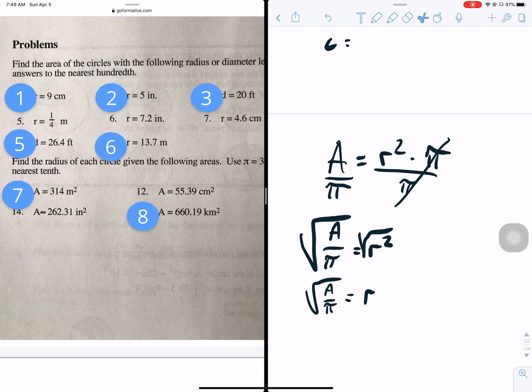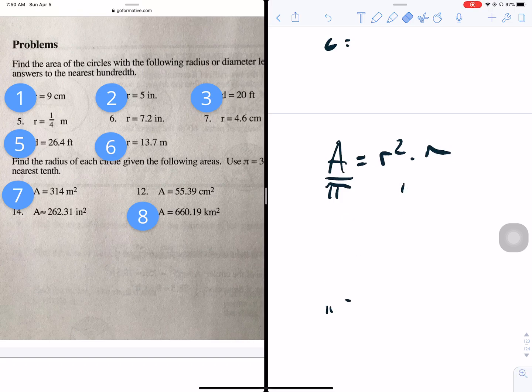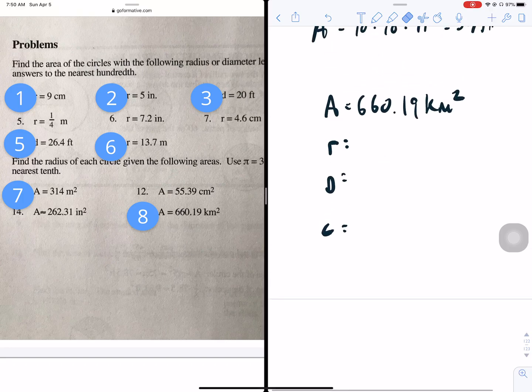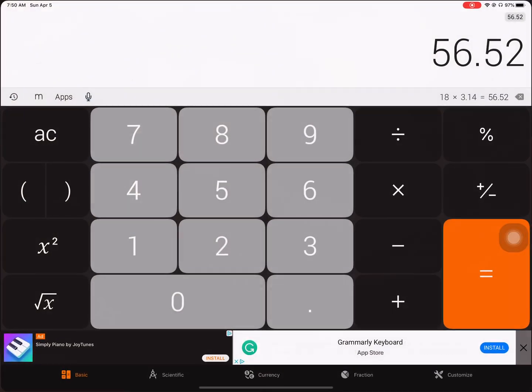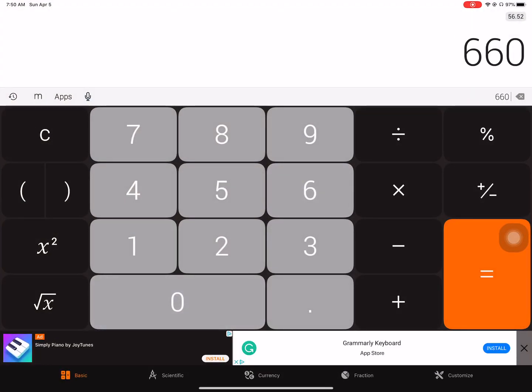Yeah, it looks confusing, sure. But it does explain how I get radius by itself, by doing the opposite. So first thing we're going to do, divide by pi on both sides, okay? That's the first thing we're going to do, divide by pi. So here we go. We're going to take 660.19 divided by 3.14.